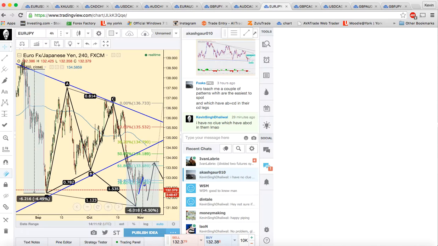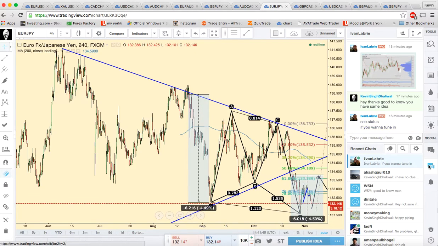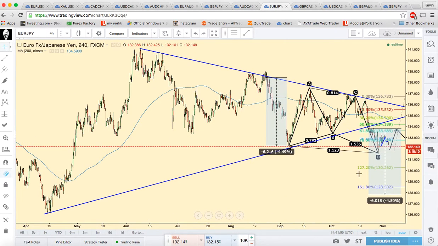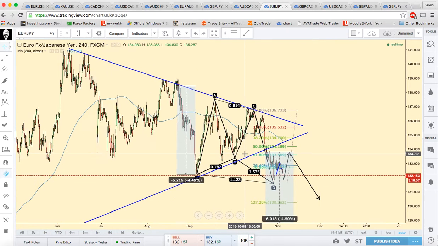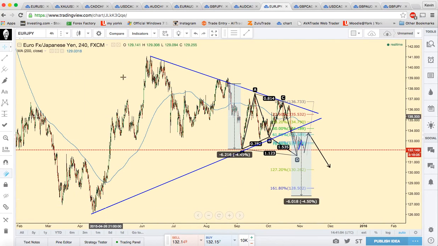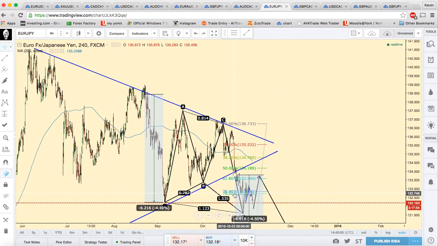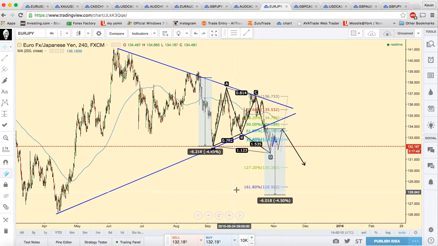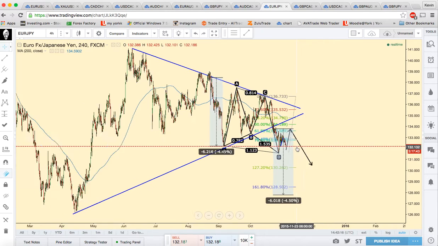For Euro JPY, I'm still bearish on this pair. So obviously we have a couple of scenarios. We had a breakout right here, and then around this area we had a butterfly. So I took the butterfly towards my first target, which was around 132.81. Yes, 132.81. So I went to that target, and now it's coming back down.